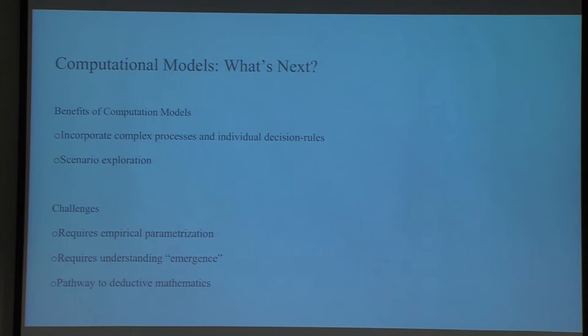Well, we all know that they can help us incorporate complex processes and individual decisions in ways we may not have. We can explore a lot of different scenarios, which people have talked about before, but there are a lot of challenges. You have to try to empirically parameterize them, and it requires understanding so-called emergence, which, by the way, I don't think there are such things as emergent properties. I think there are properties that people don't understand very well because their models are too complex.